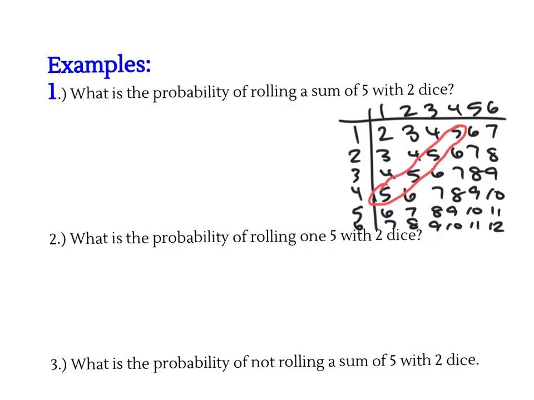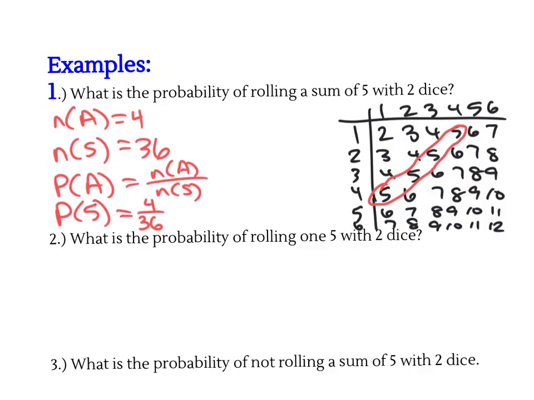So for the probability, the number of occurrences, our N(A), is 4. Our whole solution set is actually 36 because we have a 6 by 6 grid. So our total number of possible outcomes is 36. So now the probability of rolling a sum of 5 with 2 dice is going to be 4 over 36. And of course, you're going to reduce that to 1 over 9. So the probability of rolling a 5, which is why I have P with the 5 in the brackets, because 5 is the outcome that we're looking for, is 1 over 9.